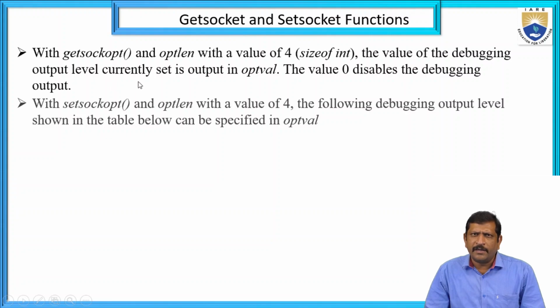The value of the debugging output, which is the level we are currently setting, is output in the optval parameter. Here the value parameter is 0. For the socket, the value 0 disables the debugging output. If it is 1, the getsockopt optval enables the debugging output. Once the debugging output is enabled, we will get the errors.